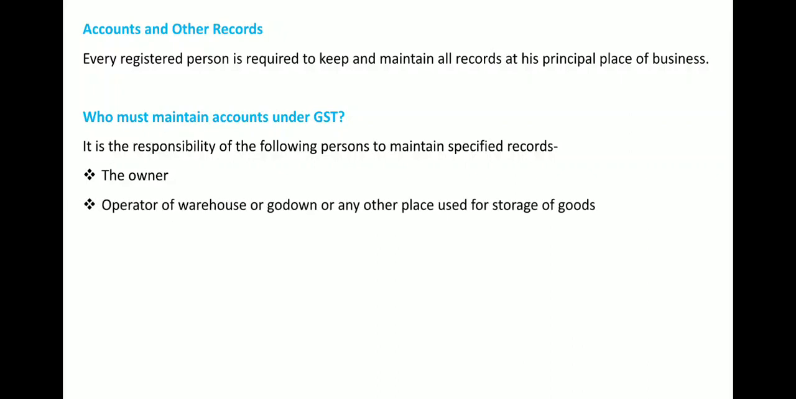Next, an operator of a warehouse or godown or any other place used for storage of goods. Any person in charge of maintaining the godown or any other place where the goods are stored, which we can call a godown or warehouse, has to maintain the books of accounts under GST. Why? Because that is related to goods and services.